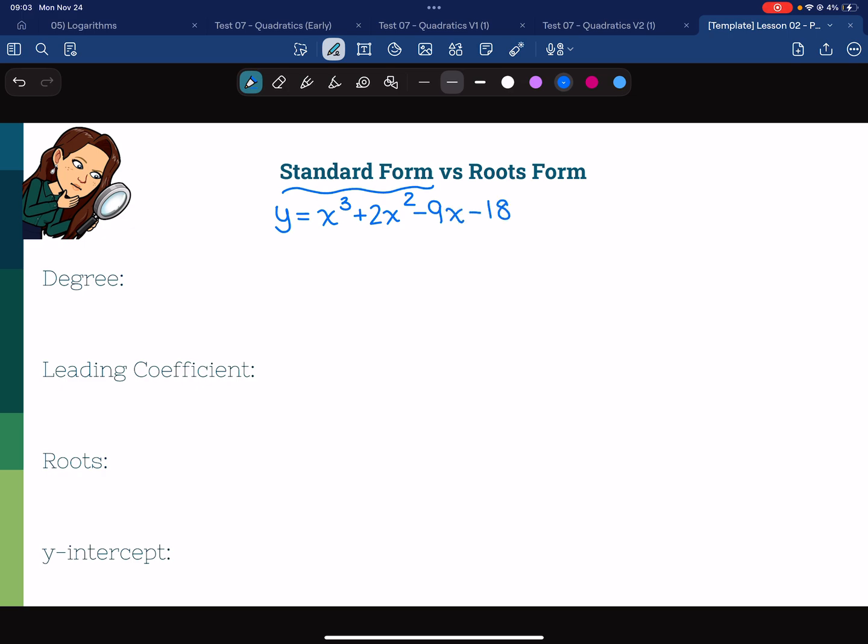That roots form, well, that looks like when we had it in factored form, when you have y equals x plus 3, x minus 3, and that x plus 2. So both of these things get us different key information as we're going for. Like, the first thing I'm thinking about is the degree. We know the degree is our highest exponent.